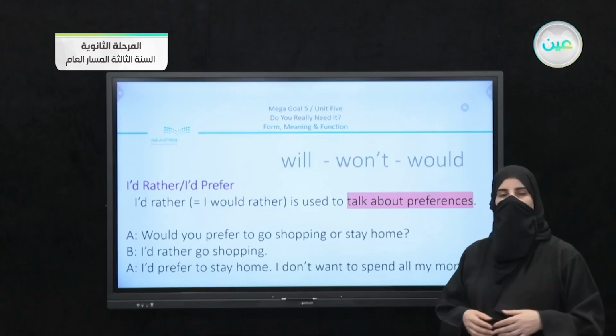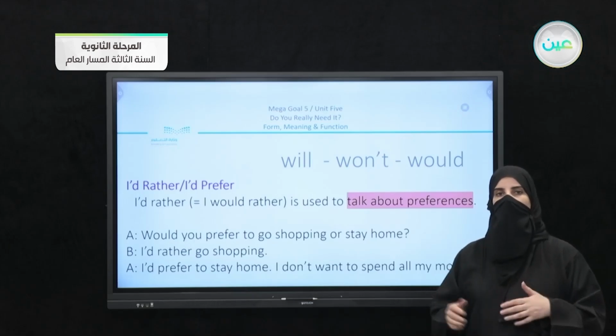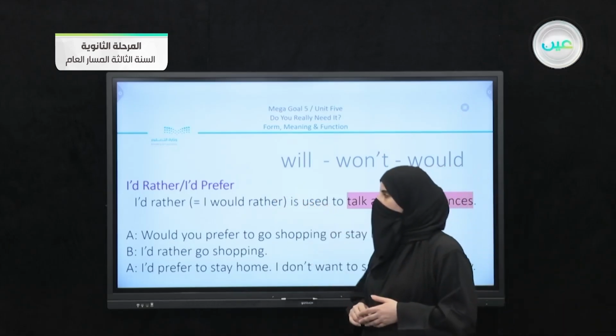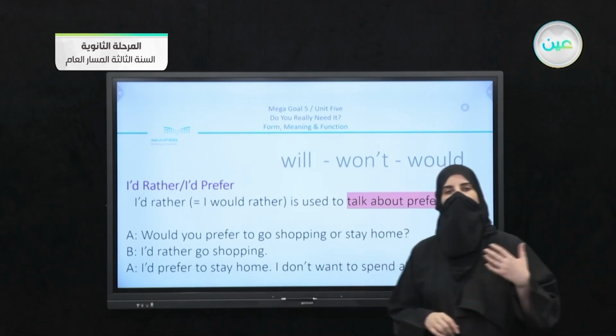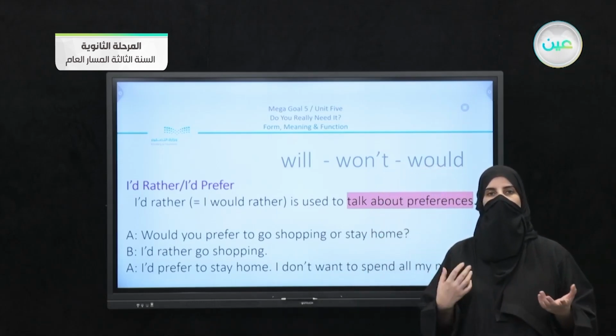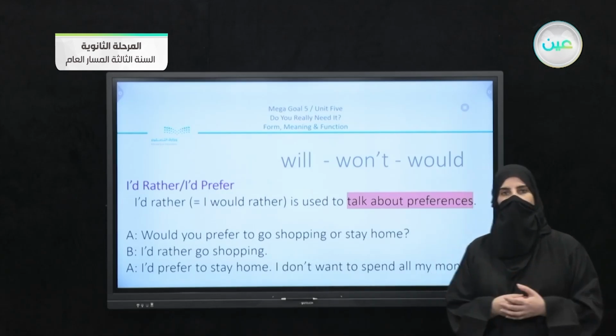So when I am talking of what I would rather do or I'd prefer to do, I can first of all shorten. Instead of saying I would, I'm going to say I'd, and we have here the I apostrophe D. It would give you the meaning that you would prefer to do something. So it is actually dealing with personal preference here.